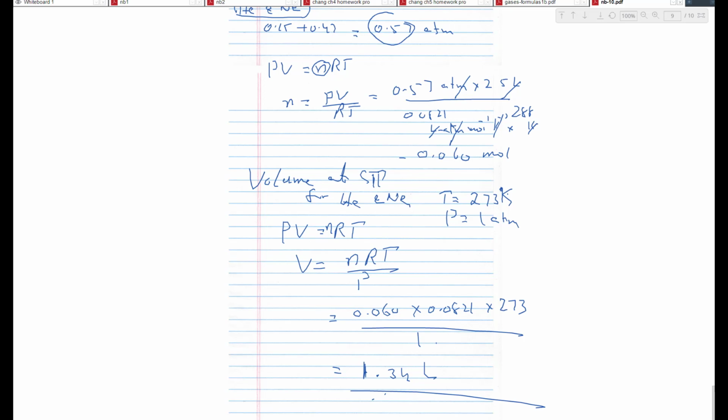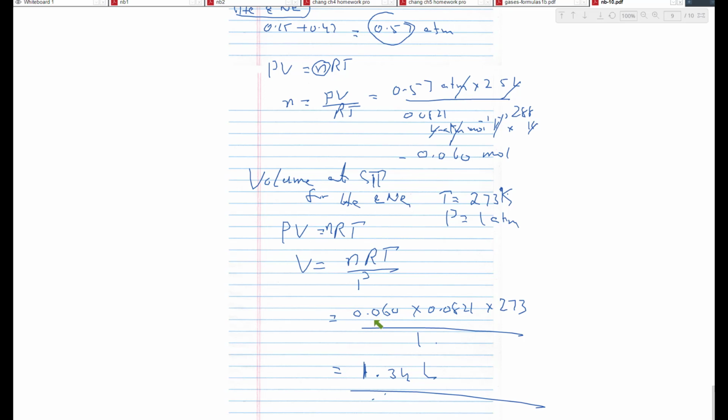I'm still scrolling through the PDF. It gives really long explanations. But what is the answer? Okay, so they're saying the answer is 1.4 liters at standard temperature and pressure. The only difference that I'm seeing here is in how they calculated the moles.